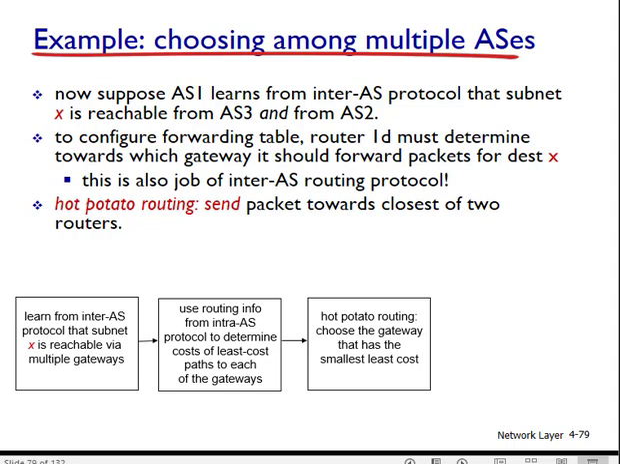Next, we're going to examine two intra-autonomous system routing protocols, RIP and OSPF, and the inter-autonomous system routing protocol, BGP, that are all used in today's Internet. These case studies will nicely round out our study of hierarchical routing.